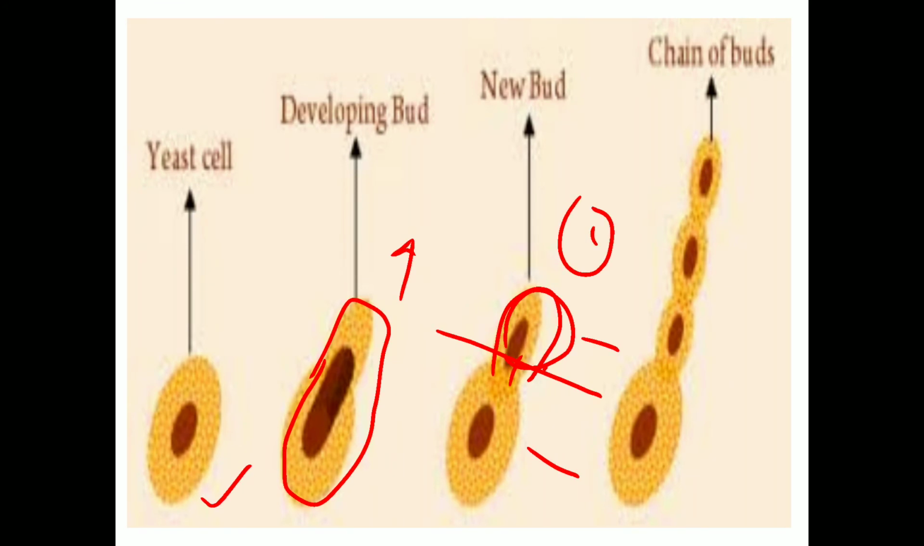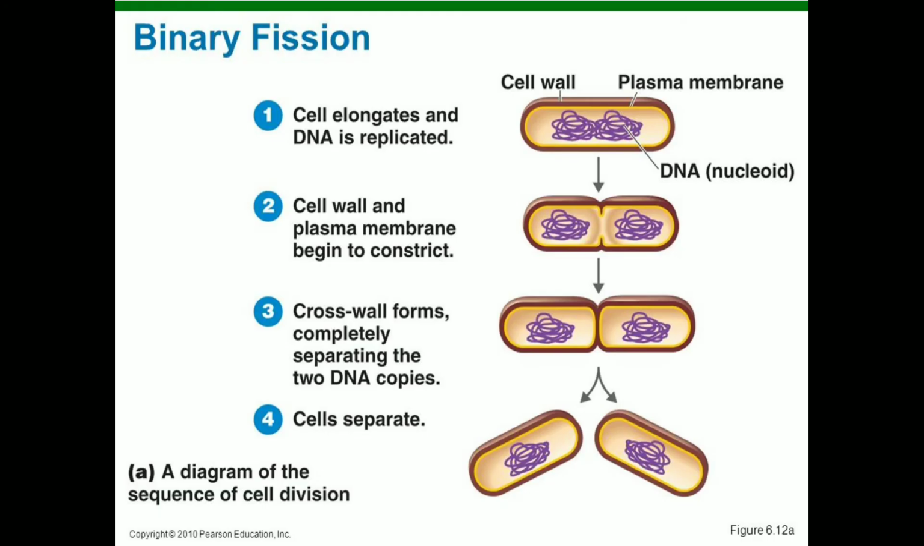So this is about the budding process. The chain of buds is formed in that way. So this is about the budding process. Next one is binary fission.